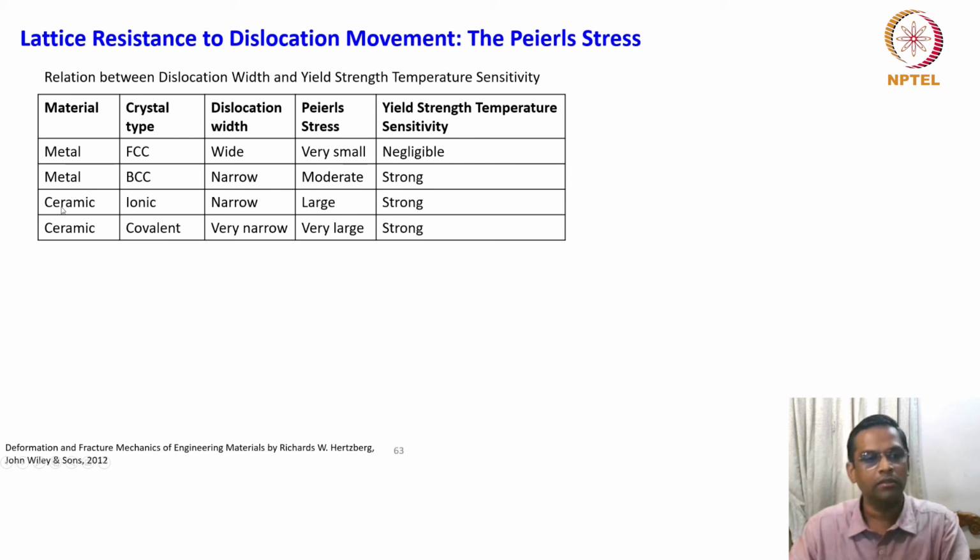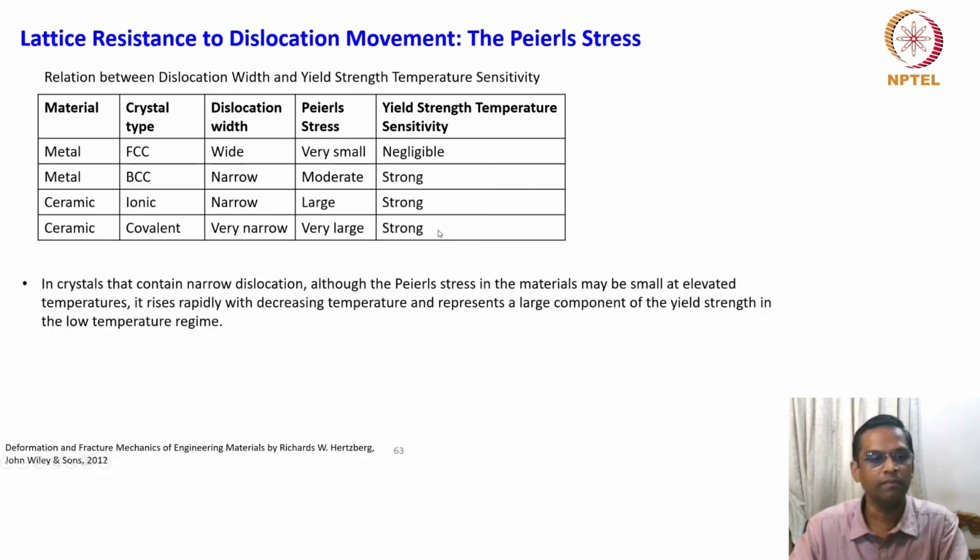Coming to ceramics, if it is of ionic type, the dislocation width is going to be narrow and the Peierls stress is large. Very interesting and important point. And the yield strength temperature sensitivity is also very, very high. And if you take a ceramic which is covalently bonded, it will have very narrow dislocation width, very large Peierls stress and a very strong yield temperature sensitivity.